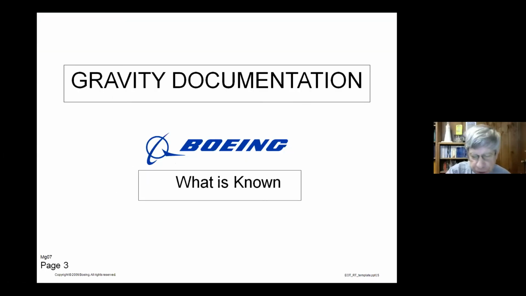Okay, documentation. All this research is from public domain. There's no Boeing proprietary information used in here. Most of the space data came from the NASA website. The Earth structure, core data is from various geological websites.